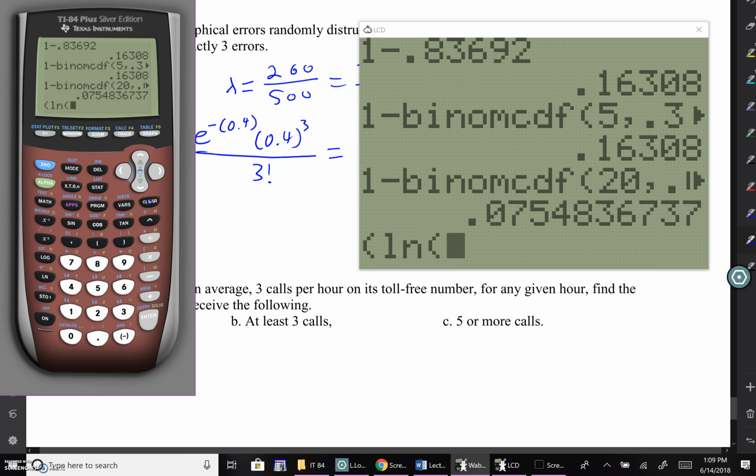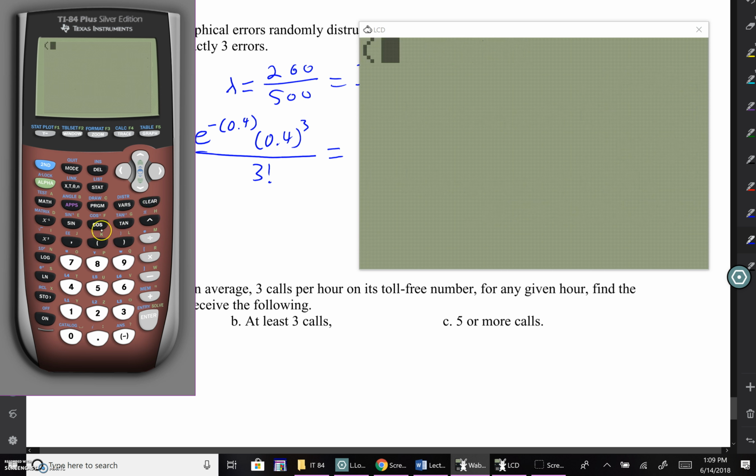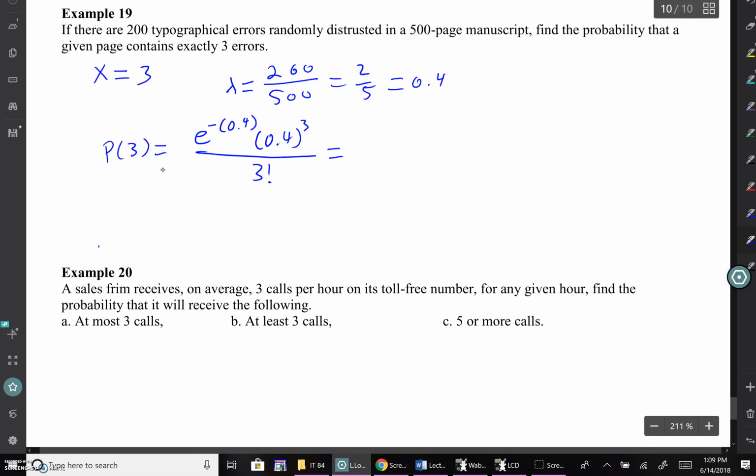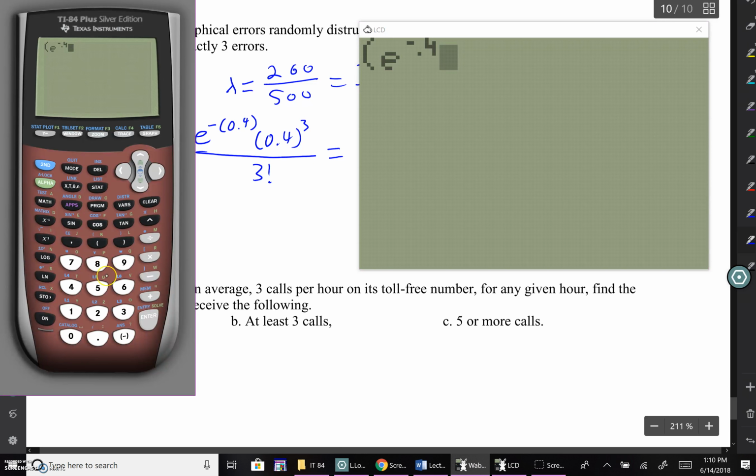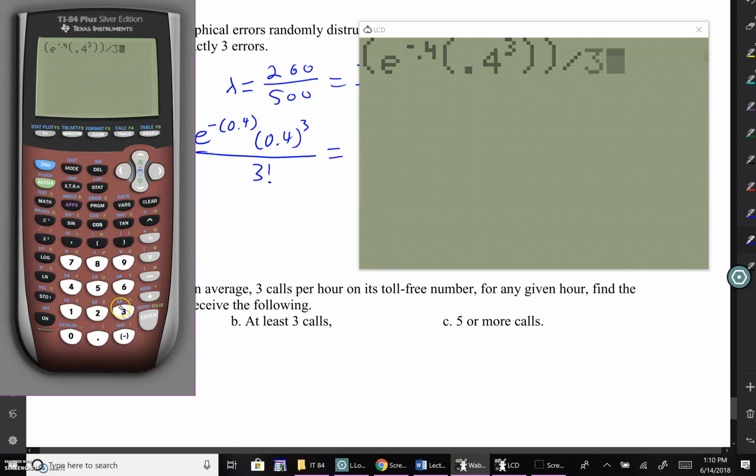So I've got E, my E raised to the negative 0.4. E is hiding under the ln button, so second ln. And how do I get to the factorial? That's under math. Under math. And then I want to multiply by, oh, my screen keeps disappearing, 0.4 raised to the third. And we want to divide it by 3 factorial.